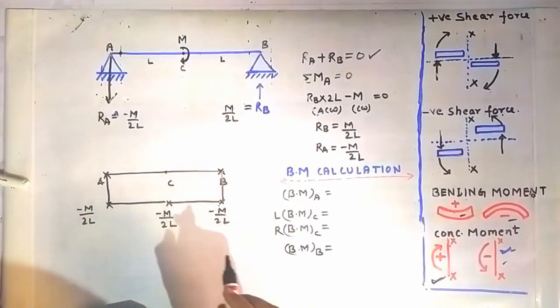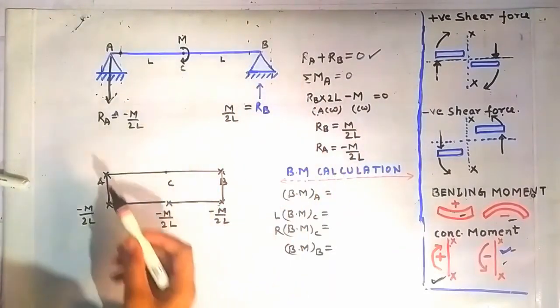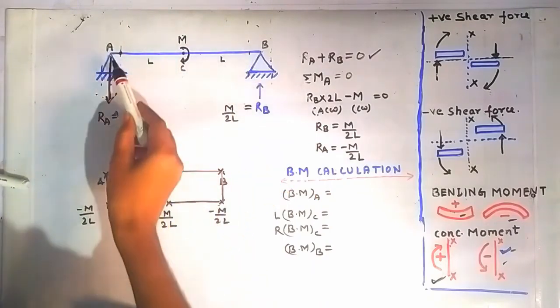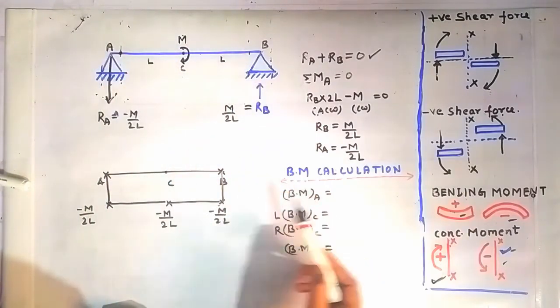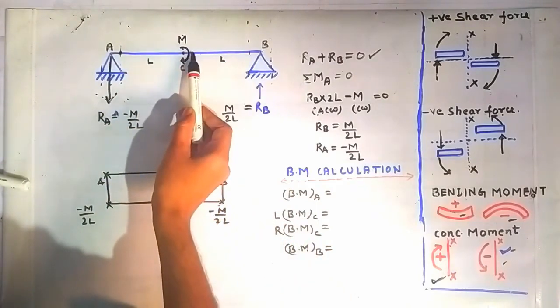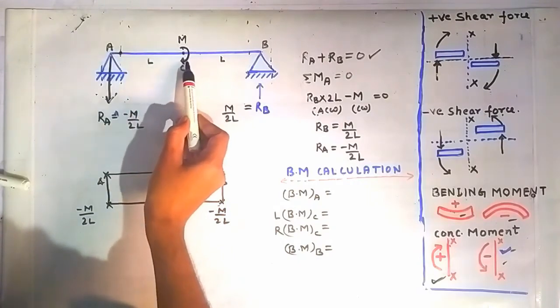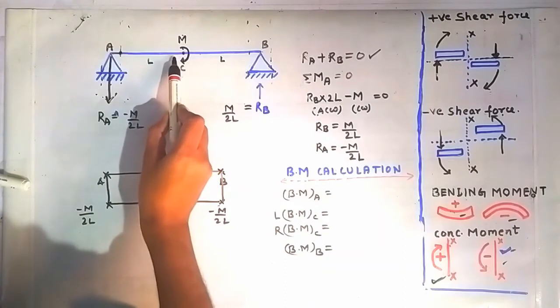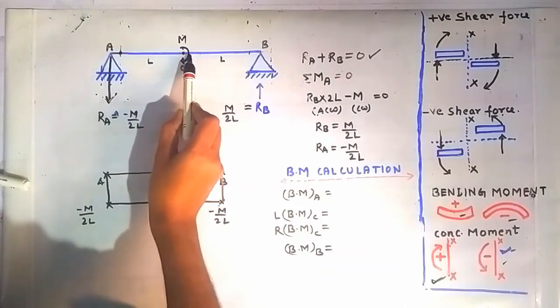Now friends, we have to draw the bending moment diagram. For that we have to find out the bending moment at the points A, C and B. We have to find out the bending moment directly at the point A. We have to find out the bending moment on the left side of the point C and on the right side of the point C. Why? Because there is a concentrated moment acting at the point C. That's why the bending moment will change suddenly when going from the left side of the point C to the right side of the point C.